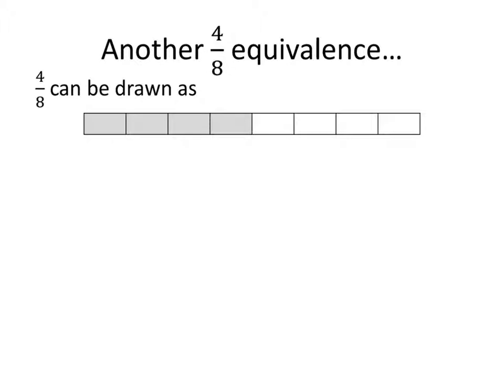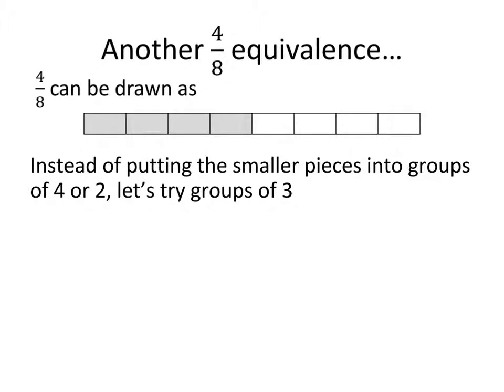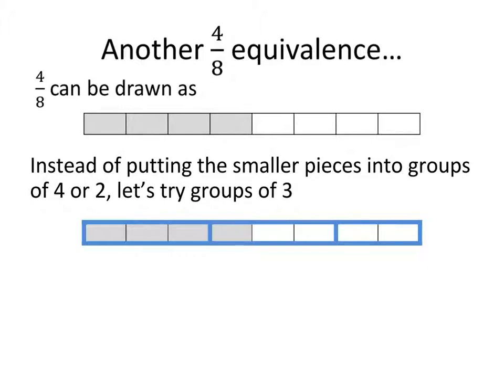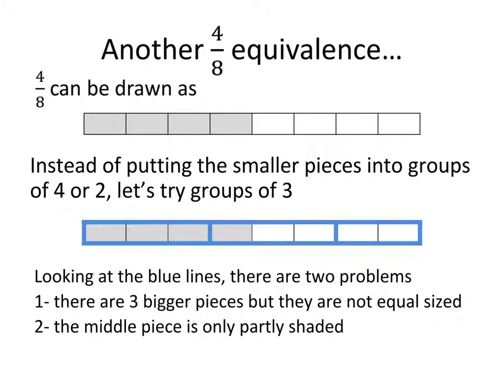Here's my 4/8. Instead of groups of 4 little pieces together or groups of 2 little pieces together, let's try groups of 3 little pieces together. So we're going to take 1, 2, 3 of those little pieces and see if we can group them like this. So there's 1, 2, 3 pieces, 1, 2, 3 pieces, 1, 2 pieces. Okay, hopefully you just caught our first problem. There are 2 with this particular problem.